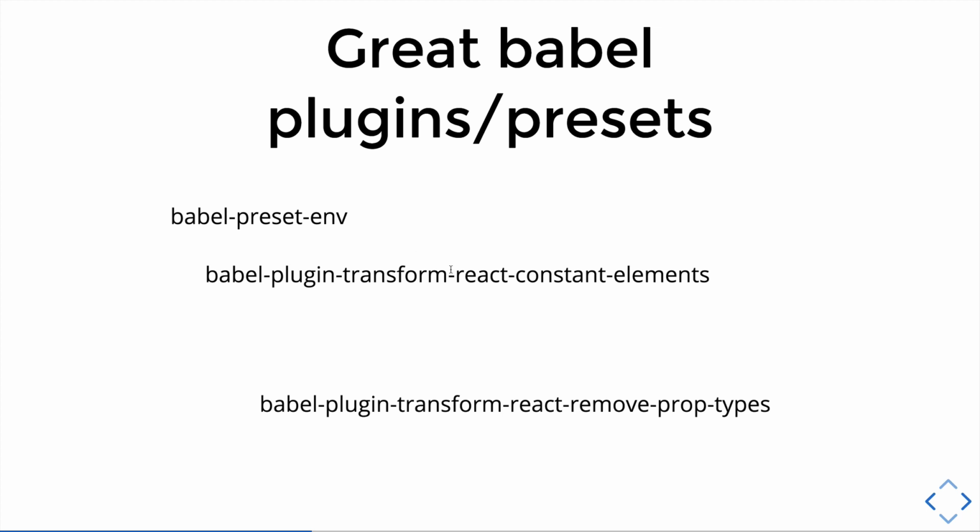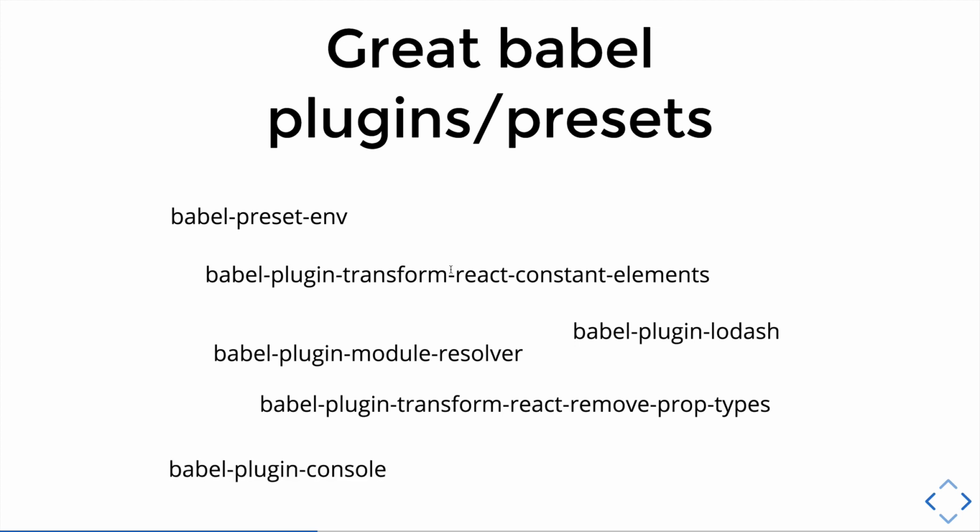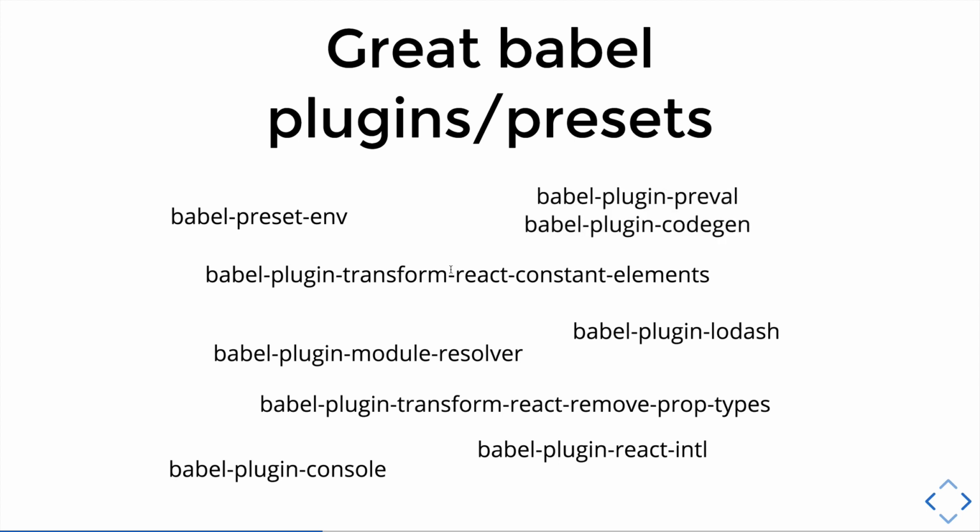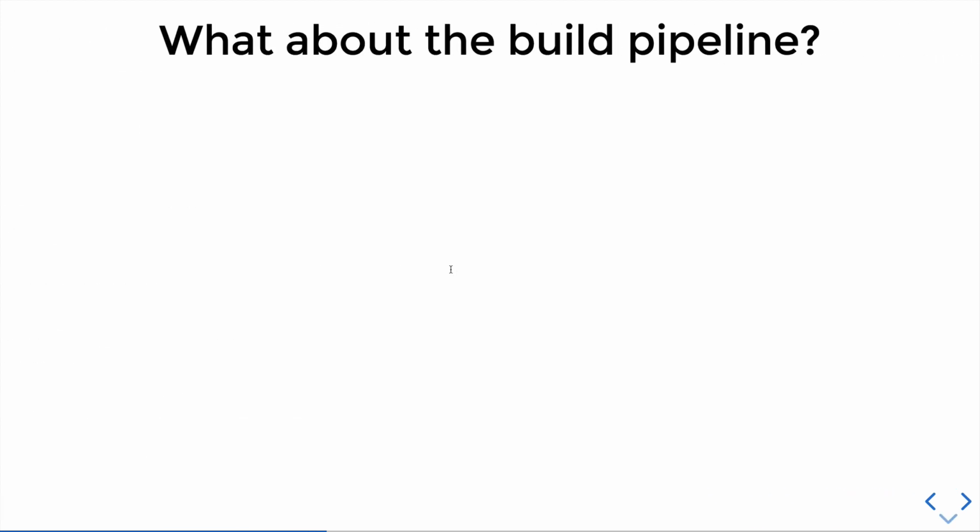And then there's this constant elements thing that's really cool. You can take a look at that later. The module resolver, a special Lodash plugin that's great. This console plugin allows you to really beef up the context around your console, which I think is super awesome. React Intl library has a Babel plugin that's really useful. I've written these two Babel plugins pretty recently that I think are pretty cool. You should check out Preval and CodeGen. Pretty cool things that you can do with Babel. So there's more, but I don't got time, so we're just gonna keep on going.